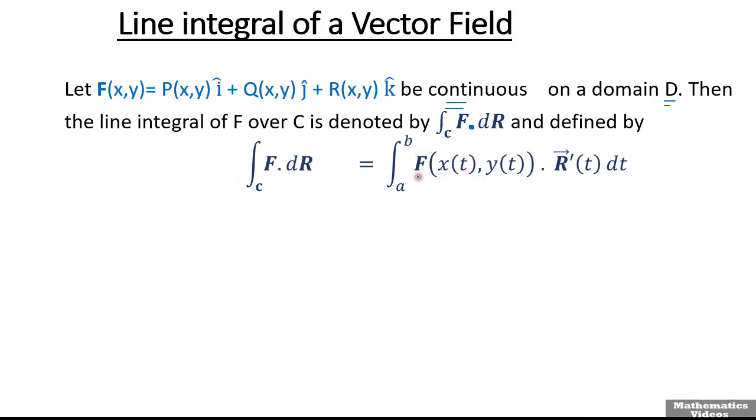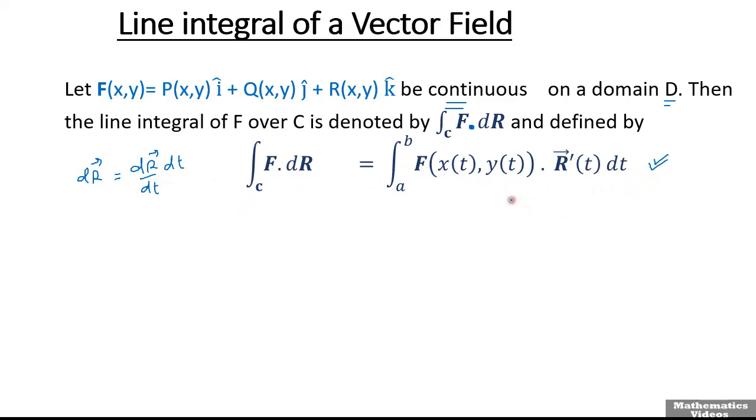So in this way, by writing x and y in terms of t, we can write f in terms of t, and then dr will be replaced with r prime of t times dt, because you know that the differential of r can be written as the derivative of r with respect to t times the differential of t. So by using this definition, we have this expression. This is one way to define and evaluate the line integral of a vector field.